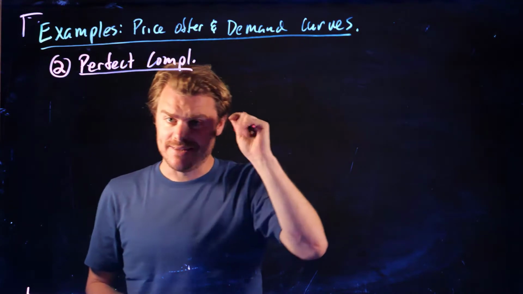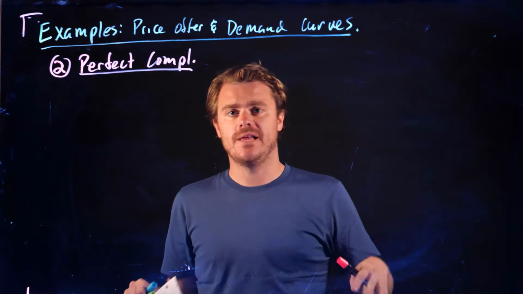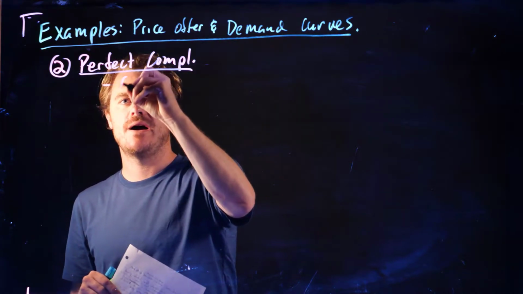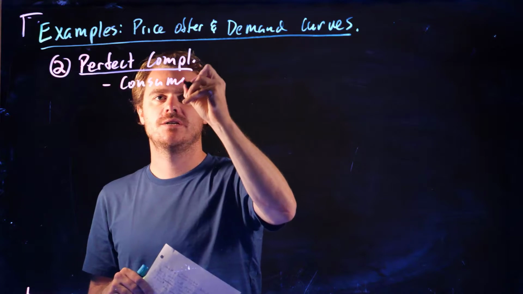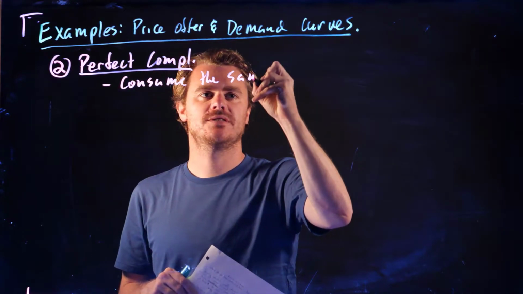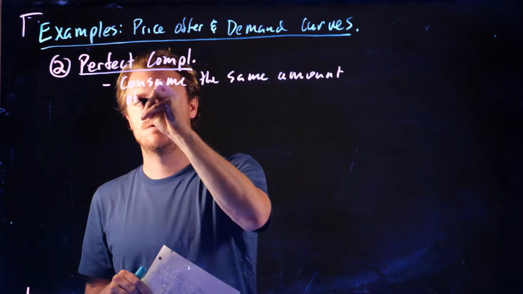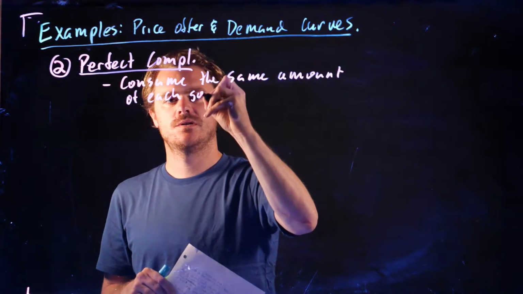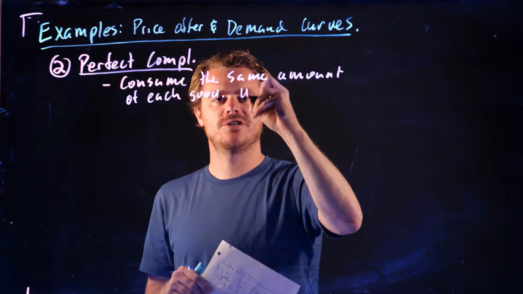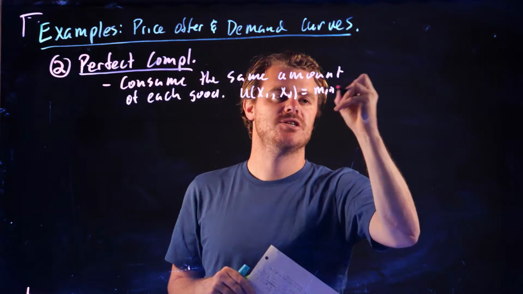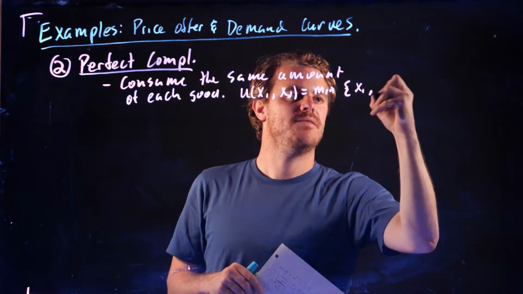And again, we're going to look at that simplest version, with the left shoe and right shoe, where we want to consume the same amount of each good. So the utility function here, u of x1, x2, is just the min function of x1 and x2.